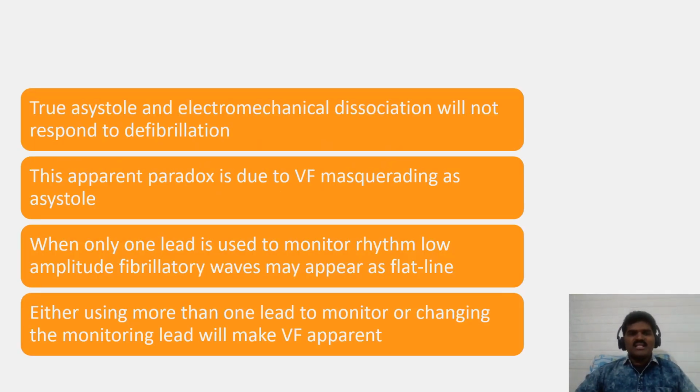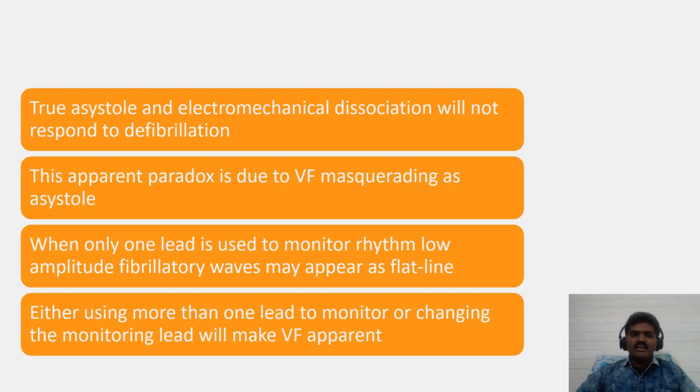When you see an asystole or a flat line on a monitor, there are two things you need to remember. One is a true asystole and electromechanical dissociation, which will not respond to defibrillation. The second is a VF masquerading as asystole. There is an apparent paradox. Most often, a fine VF can masquerade as an asystole. This happens when only one lead is used to monitor the rhythm. Low amplitude fibrillatory waves may appear as flat lines.